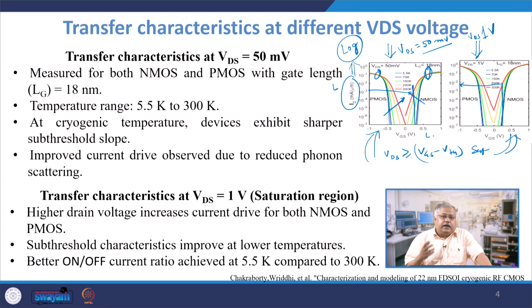Similarly, you also get a better ION to IOFF ratio in the case of the 1 volt supply when you operate at 5.5 Kelvin as compared to 300 Kelvin. That's the major advantage at cryogenic temperature: your IOFF is drastically reduced, especially for FDSOI at low temperature. A major figure of merit for all of us is ION by IOFF, and it becomes larger when you are operating at 5.5 Kelvin as compared to 300 Kelvin.